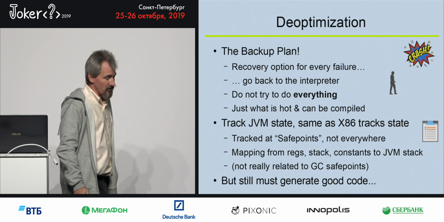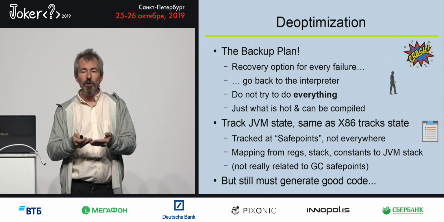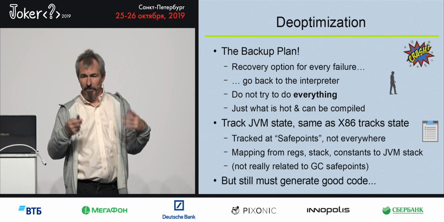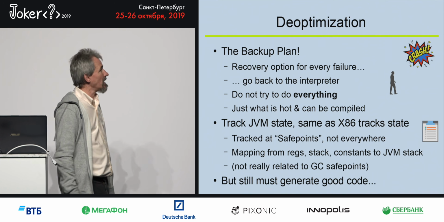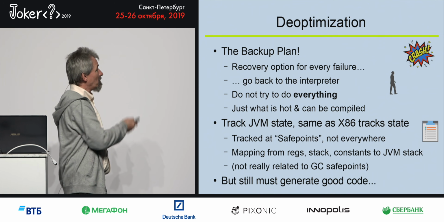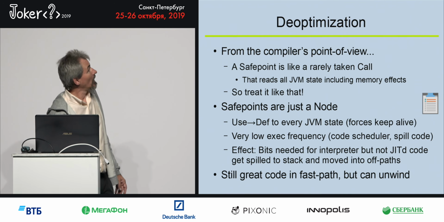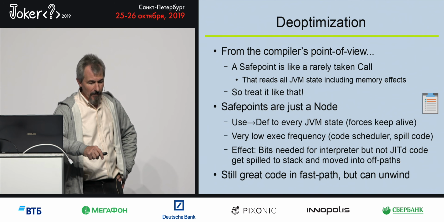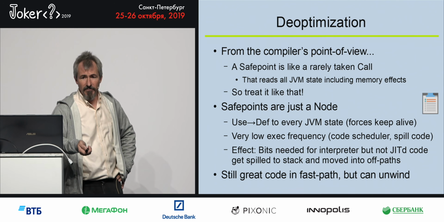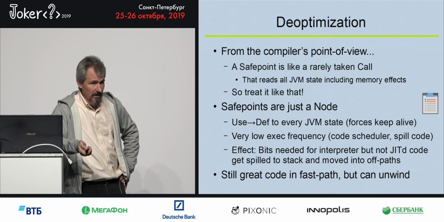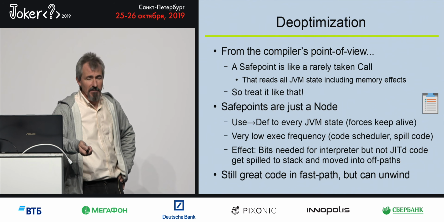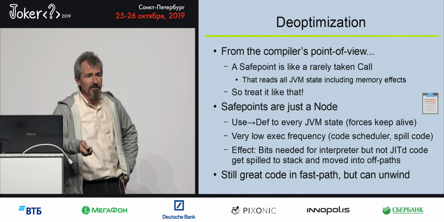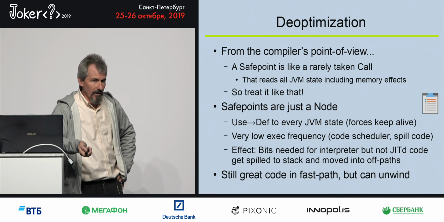And these safe points are not really related to GC. They are overloaded in the implementation. There's no need except for convenience. It's not a GC thing, but it's definitely a JIT thing. In particular, though, I still want to get good code out. So from the compiler's point of view, a safe point is just like a call instruction that reads all the variables that are visible, including all the memory effects, and it's very, very rarely taken. It's on some if branch that says if something horrible happened, do this function call that reads all possible state. That's all I need. I hand this off to the optimizer in that way, and the optimizer goes to town.